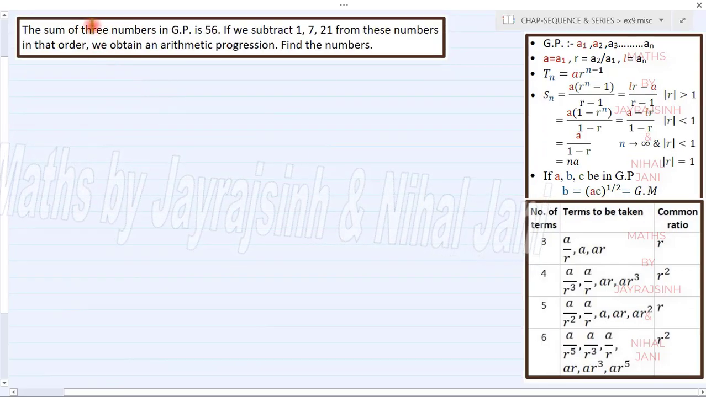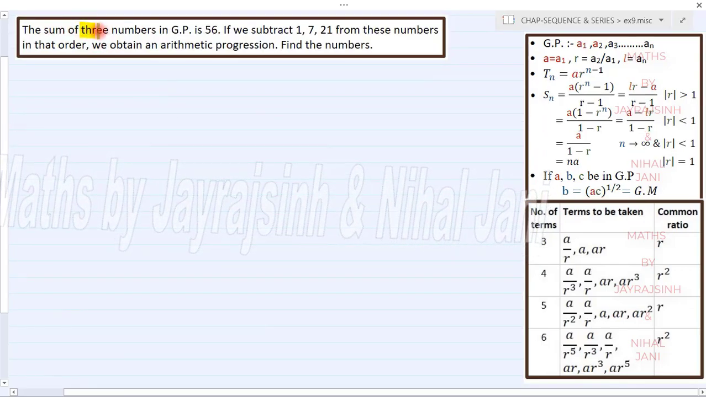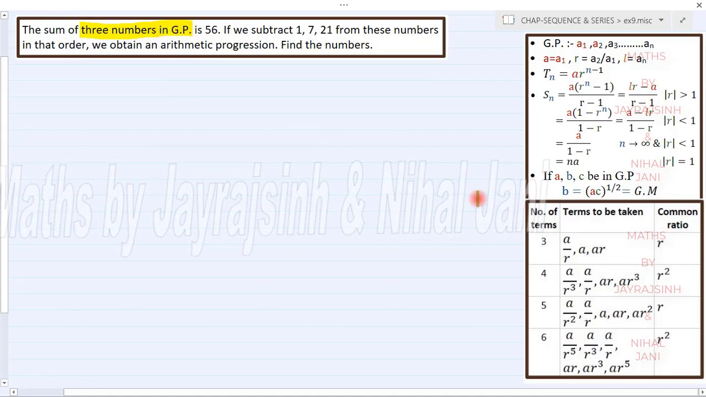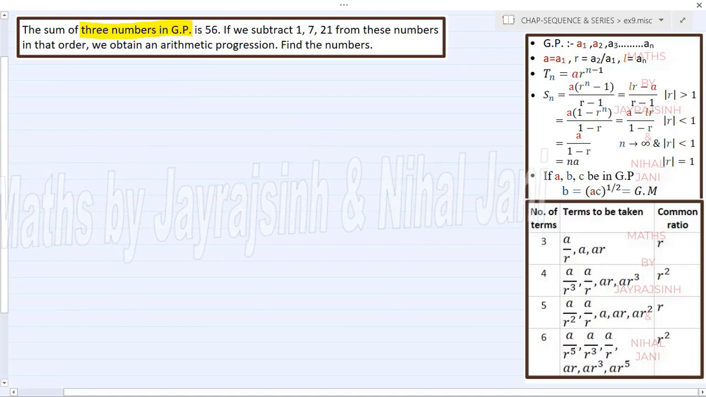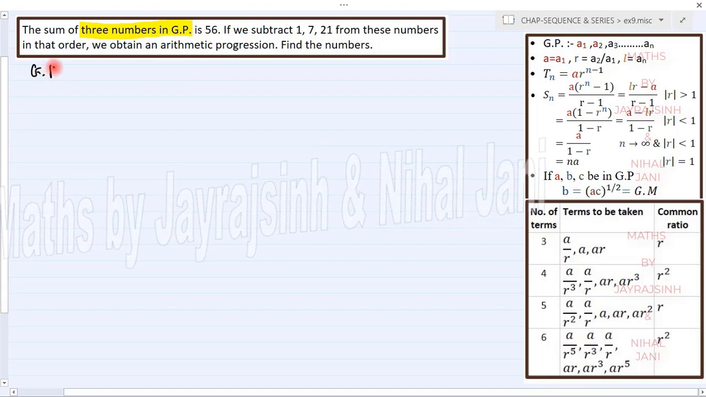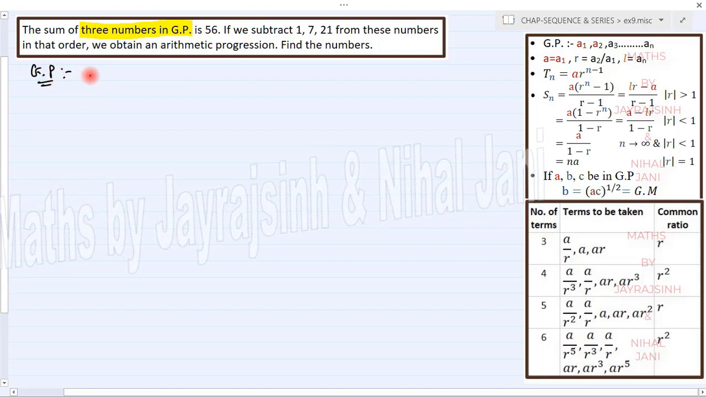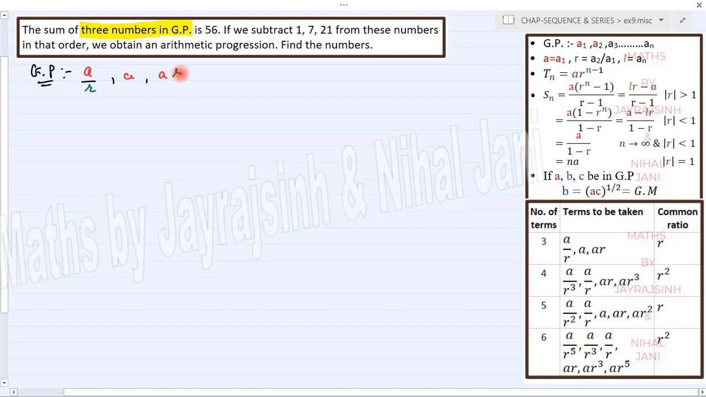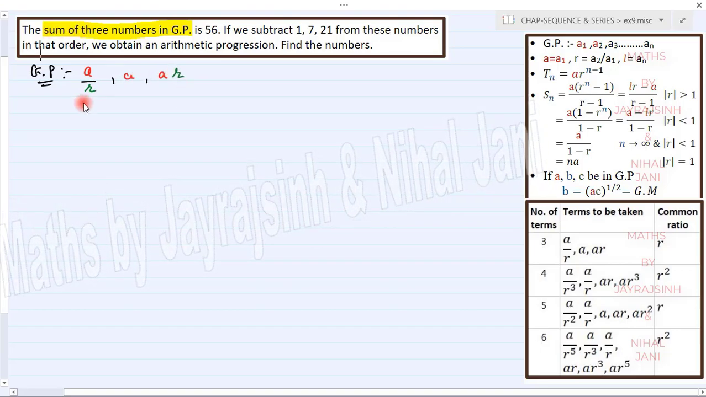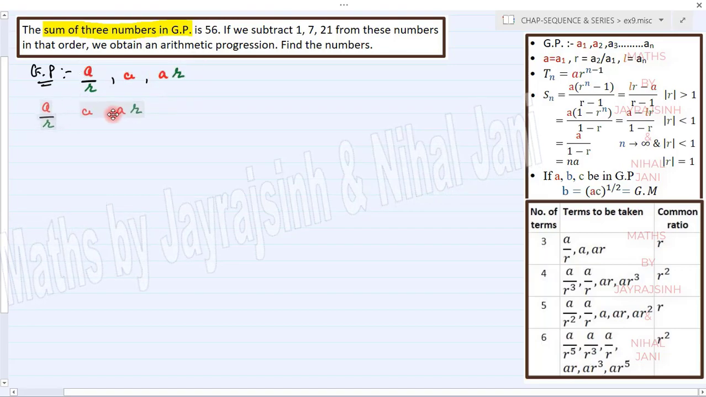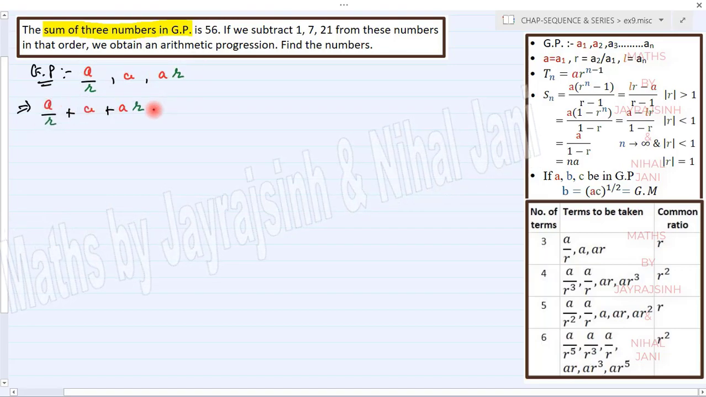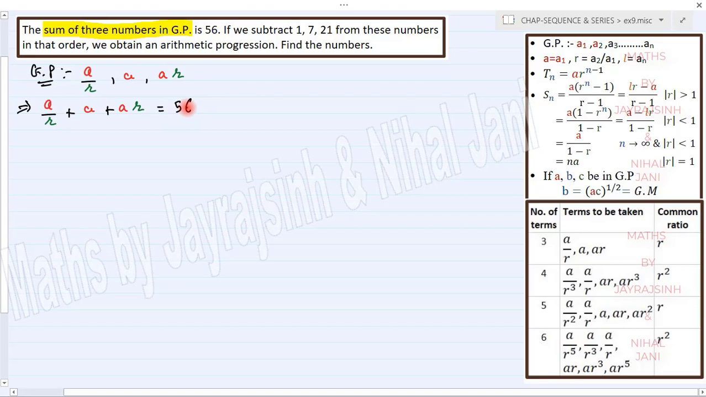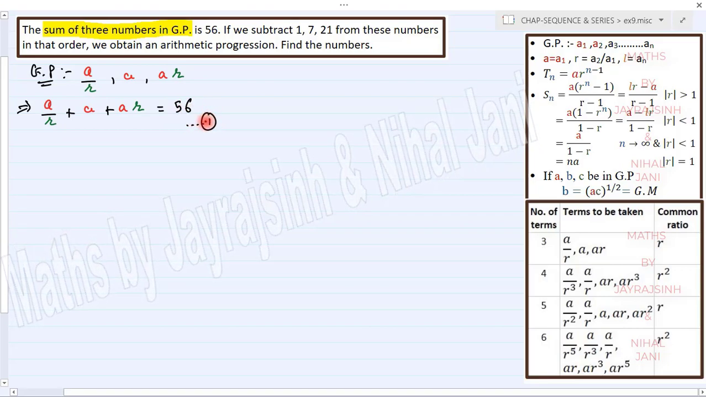Here we have an equation of GP and we have to assume three terms of GP. So the preferable assumption for this condition is a by r, a and ar, and it is given that the sum of these three terms will give us 56. Let's say this is your equation number 1.